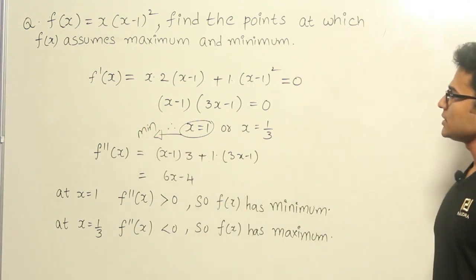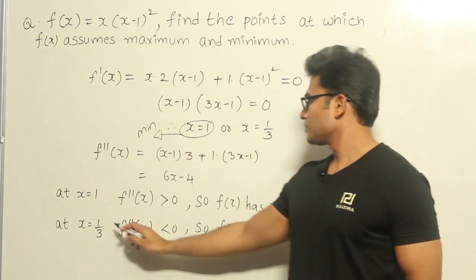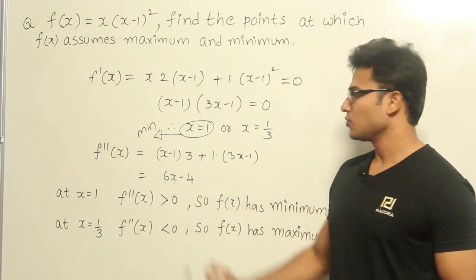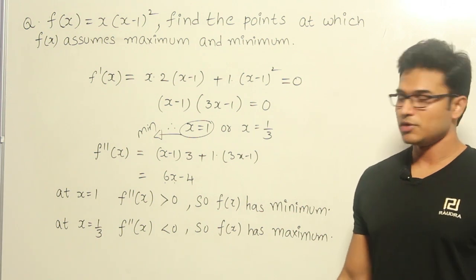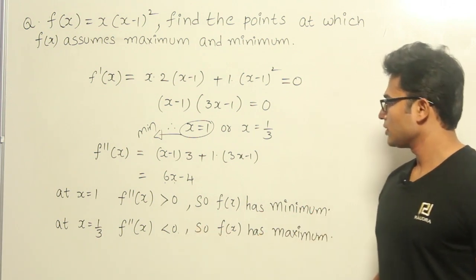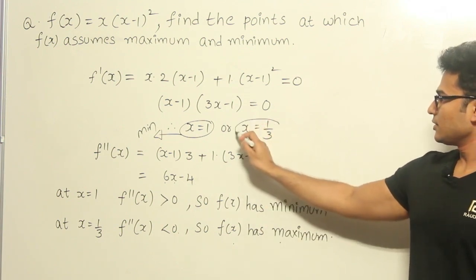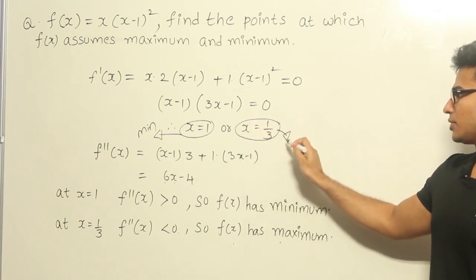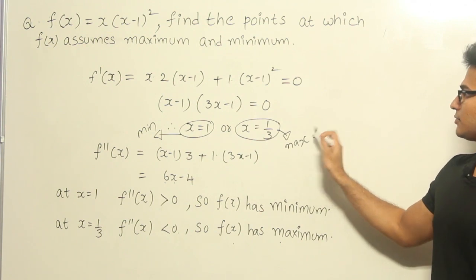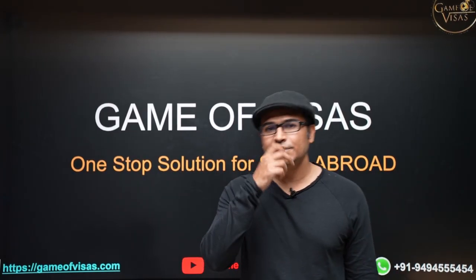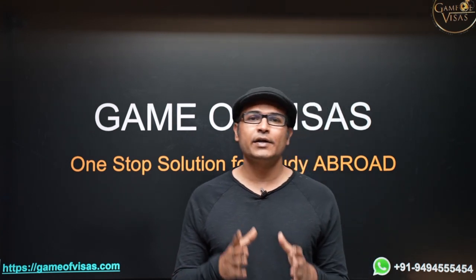Okay, now what happens at x equals 1 by 3? If I substitute x equals 1 by 3 here, it is going to be 2 minus 4, which means minus 2, which means less than 0. So what can we say? f of x has a maximum, which means at x equals 1 by 3, the function is going to assume the maximum value. Got it?